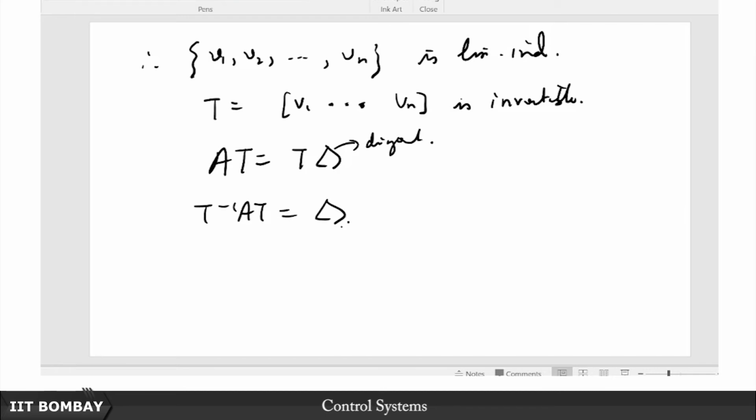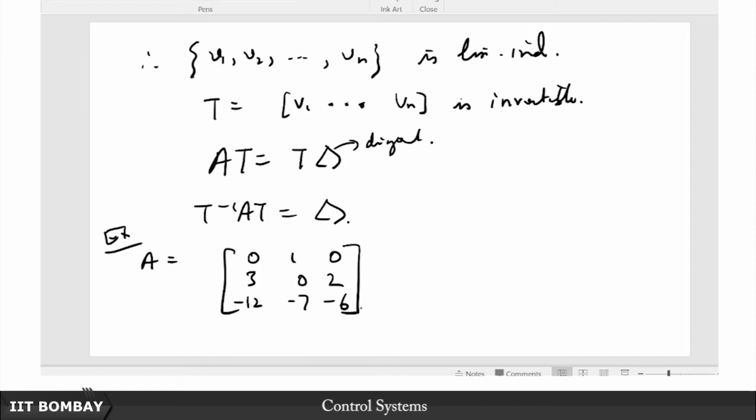So we will quickly take an example to show you how this method works. Let us say we have this matrix A given by 0 1 0, 3 0 2, -12 -7 -6. I will not do the complete calculation; you do that calculation for yourself and find out what the eigenvalues and eigenvectors of this matrix are. I leave that to you to complete the exercise entirely.